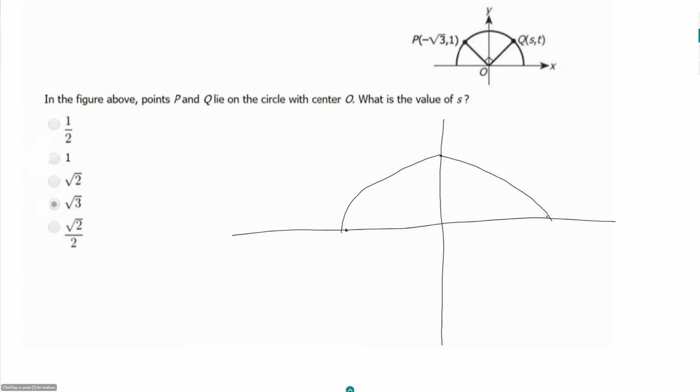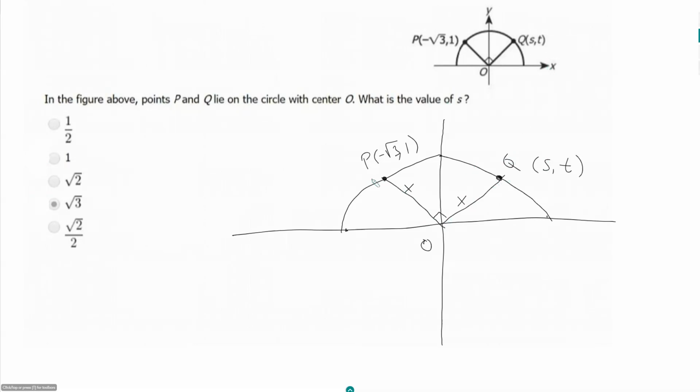So we got point P, point Q, and point O. We know P is at negative rad 3, 1. Q is at points S, T. And then we got these line segments QO and PO, which are radii, so they will be equal to each other. We also know this angle is 90 degrees, and they're asking for S, so they're asking for the X coordinate of this coordinate pair at point Q.